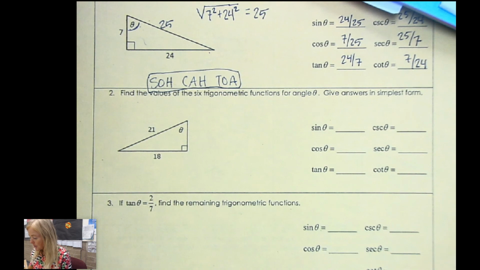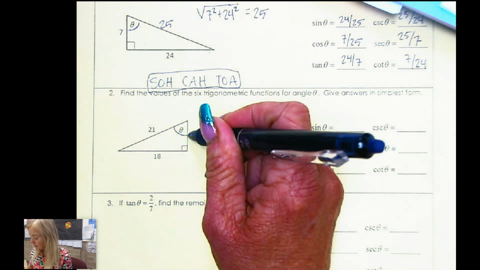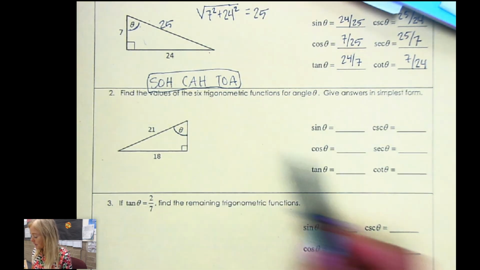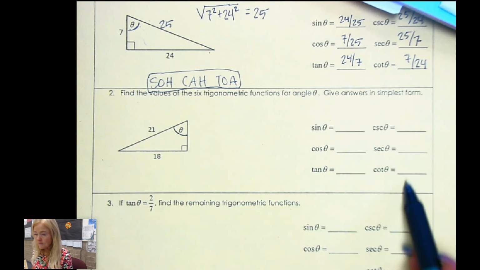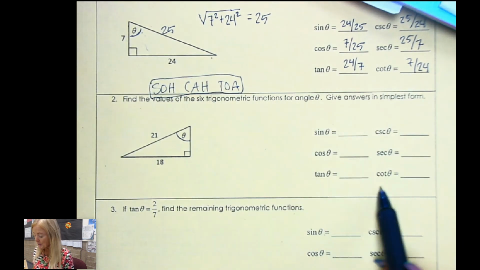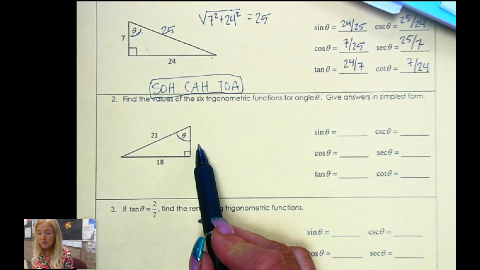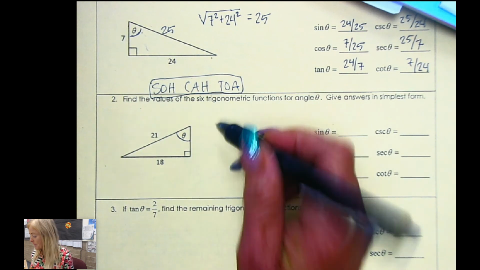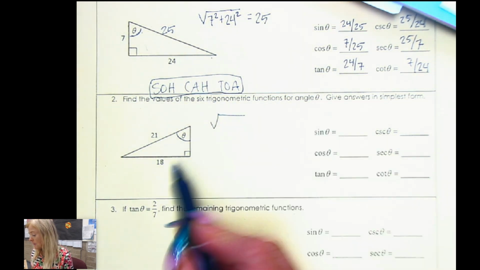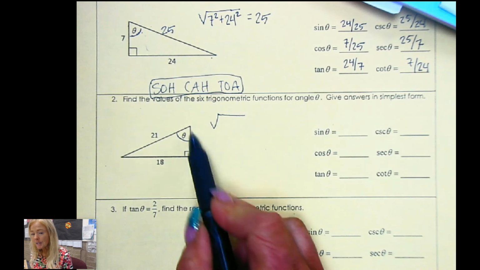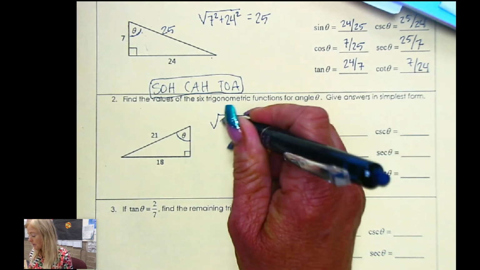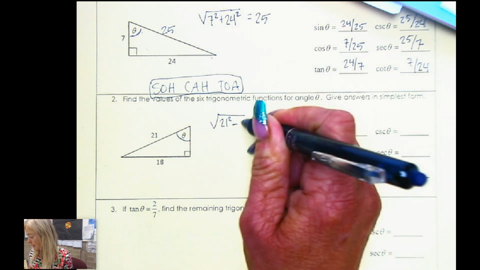All right, number 2, find the values of the 6 trig functions for angle theta and give answers in simplest form. So here you have angle theta. And again, in order to do all of the 6 functions, you're going to need this third side. So the first thing I would do is set up Pythagorean's theorem. If you recall, if you have the hypotenuse and a leg and you're looking for the leg, you take the hypotenuse squared under the radical and subtract the leg squared. All right, under the radical.